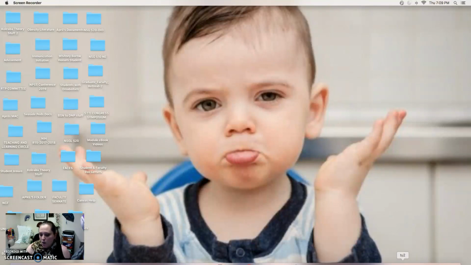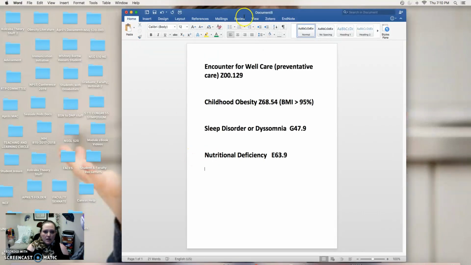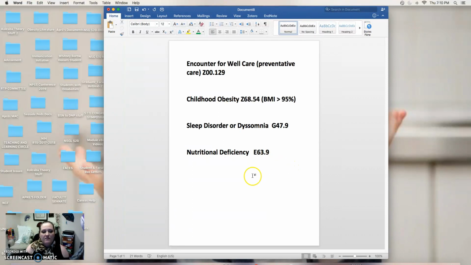So the first thing I wanted to bring up is where your diagnosis really should be focusing if you were on the right track. So, encounter for well care. Many of you missed this, and I can understand why, because when we're doing case studies, it's so easy for us to focus on the sick problem, the episodic issue, the sick diagnosis. But this child came in to see you for a well check, so an encounter for well care does belong in your differential as well as your overall primary and final diagnoses.